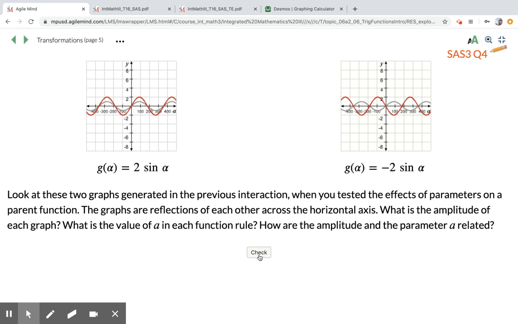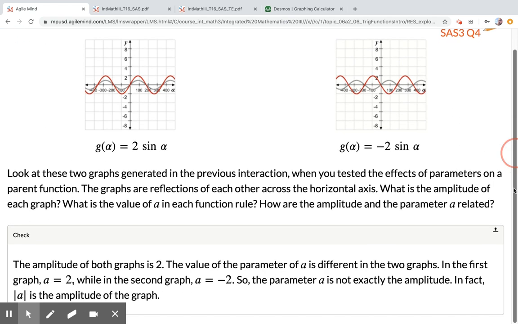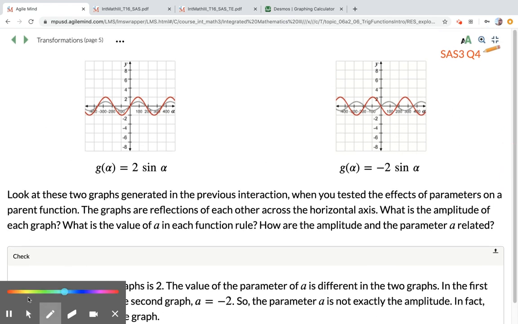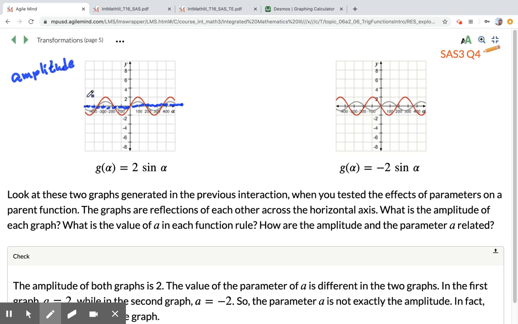So start off finding the amplitude. To help me out, I drew in the midline. You didn't have to do this, but I find it's helpful. I noticed that the midline is my x-axis, so that made things a little easier. Remember how we counted from the midline to my maximum? From my midline up to my maximum is sitting at 2. So from 0 to 2, my amplitude is 2.